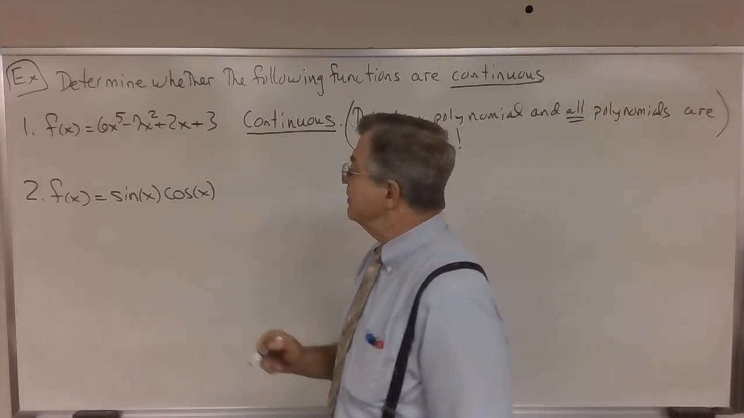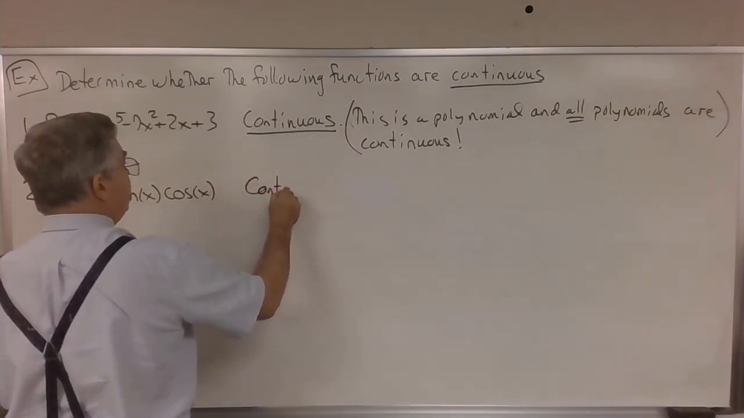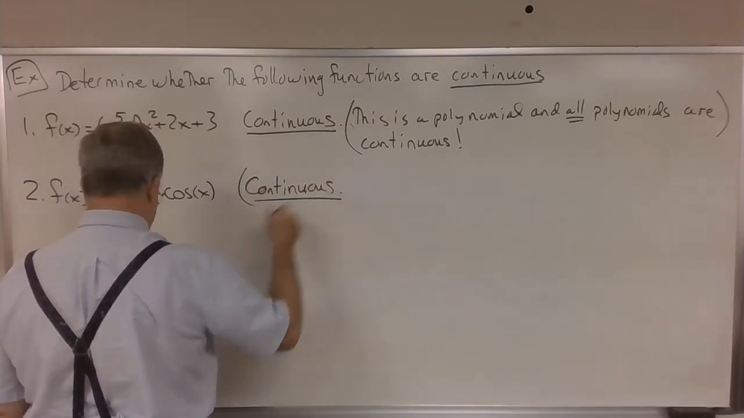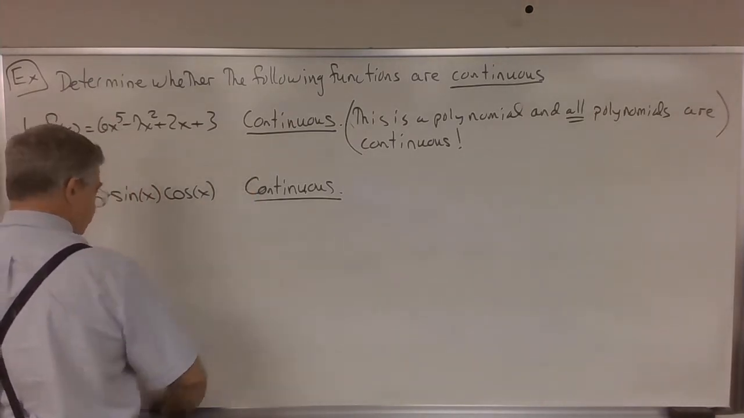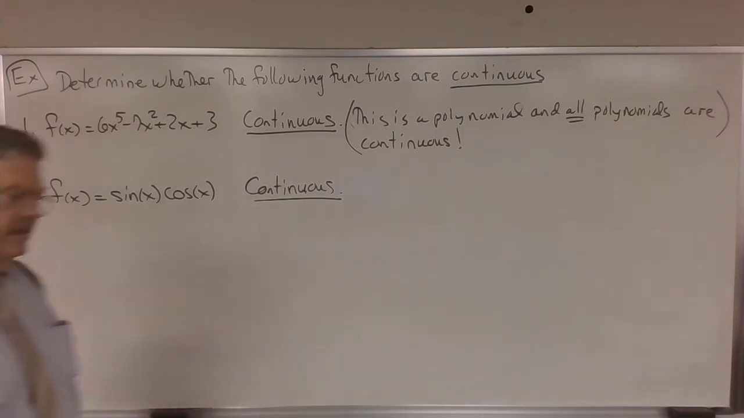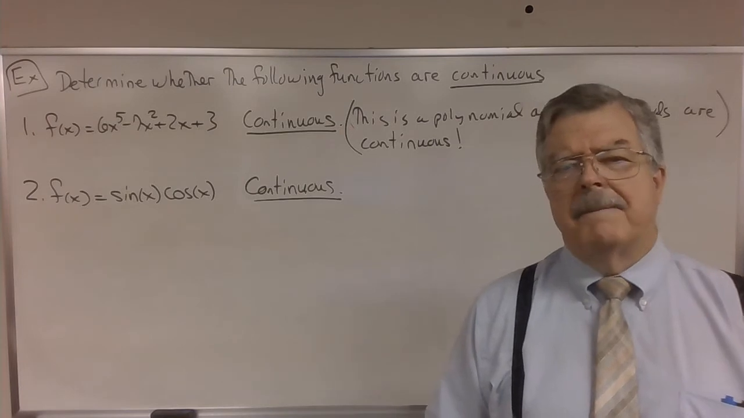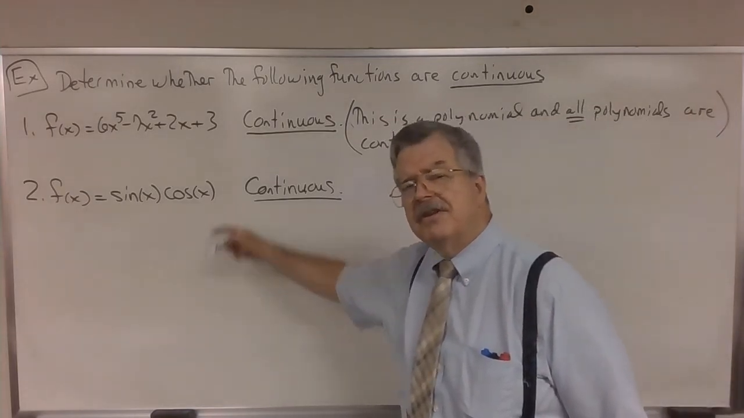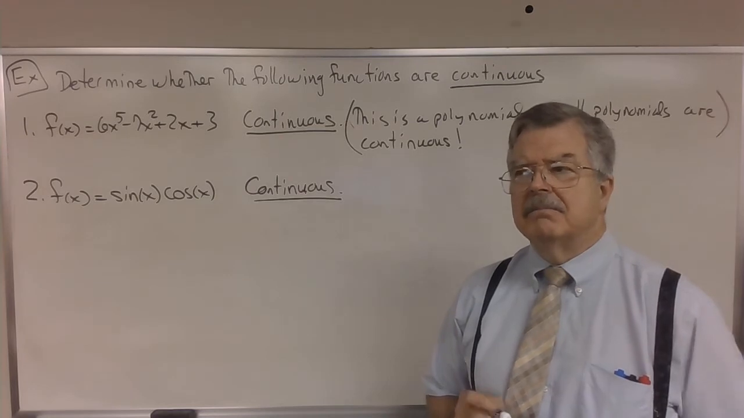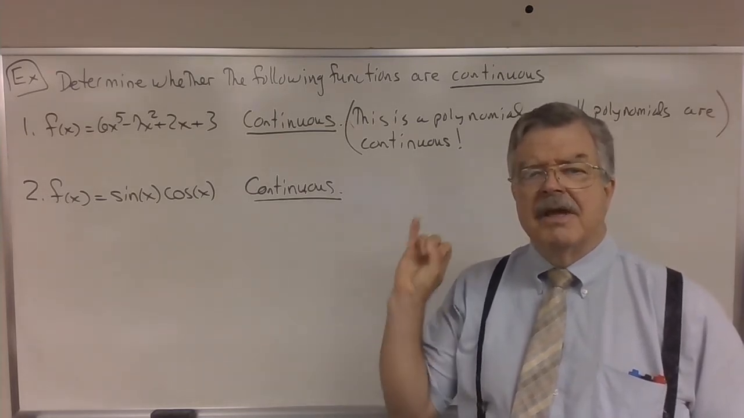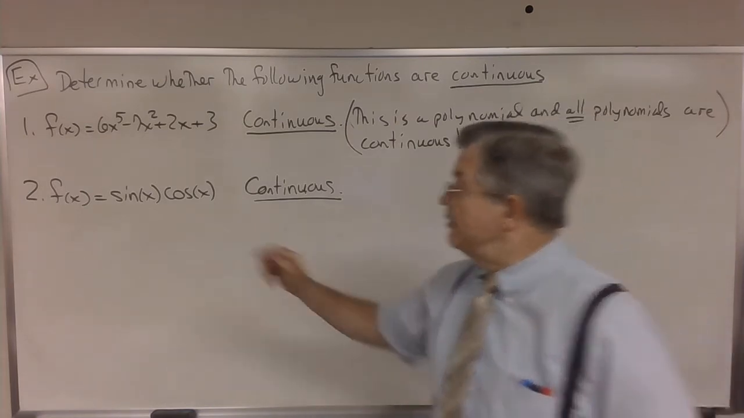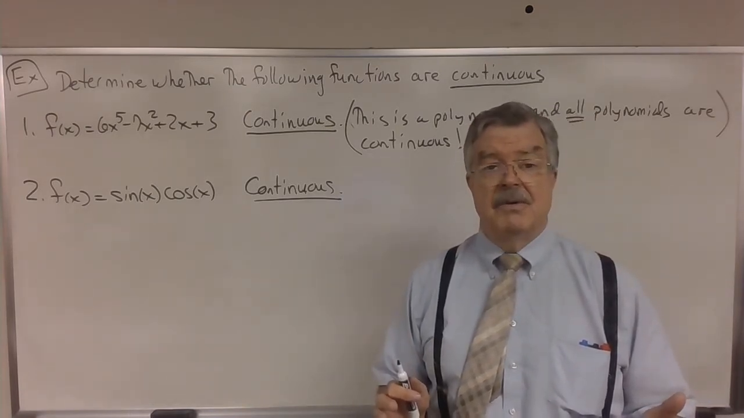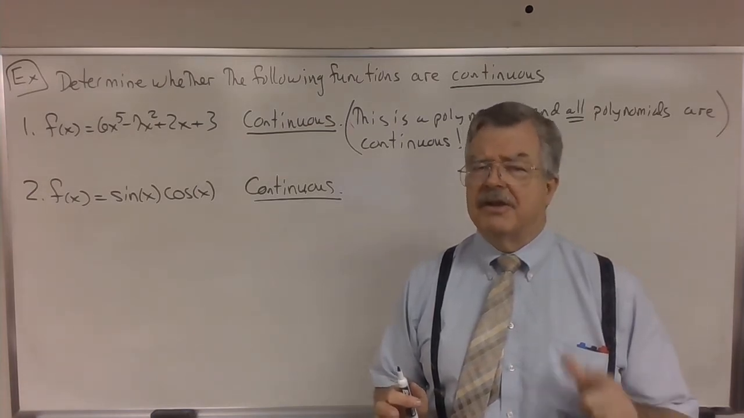I'll tell you what I think. I think it's continuous, and I'm going to write that down. Now, I got to be able to back this up. How do I confirm that this is a continuous function? And if you're thinking, well, sine is continuous, and cosine is continuous, so this is the product of two continuous functions, and the product of continuous functions is continuous. Well, if that's what you're thinking, then you're absolutely right.